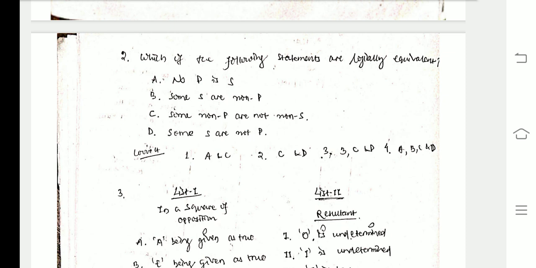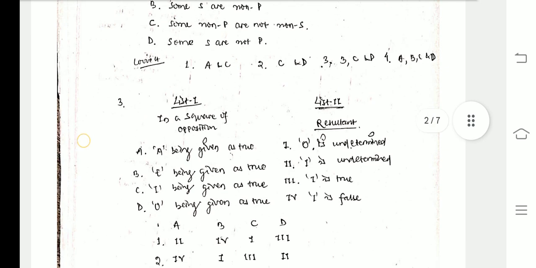Yes, this is true. Some non-P are not non-S. Not non-S means S. So S minus intersection. Some S are not P means S minus intersection. So B, C, and D are logically equivalent. So our option will be option 3.